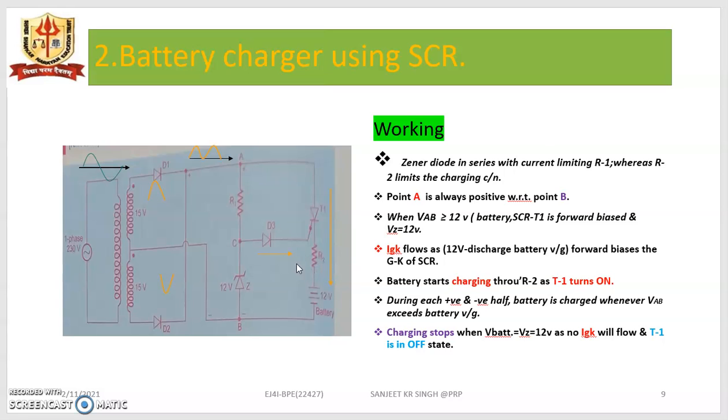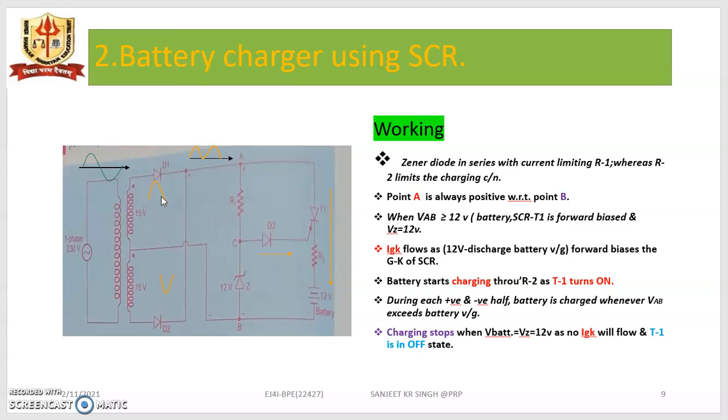Now let's see how it is working. As I stated, 230 volt AC is brought down to 15 volt level with the help of a center tap transformer, and using diodes D1 and D2 in the full wave configuration, it is converted to pulsating DC.